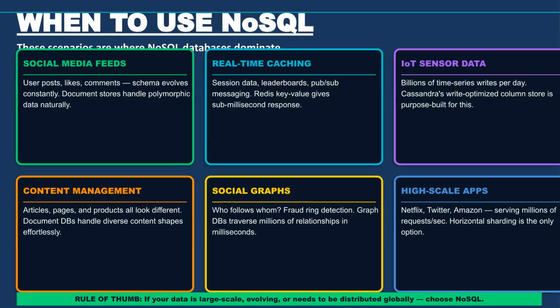Choose NoSQL when data is large-scale, rapidly evolving, or needs global distribution. Ideal scenarios include social media feeds, real-time caching, IoT sensor data, content management, social graphs, and high-scale applications like Netflix and Amazon.